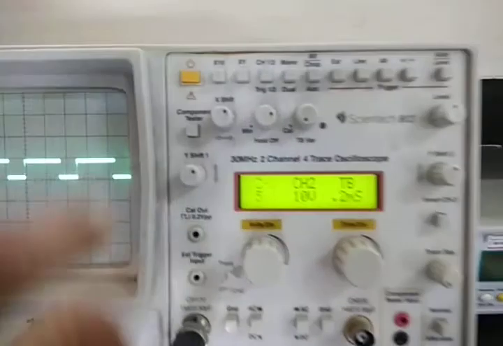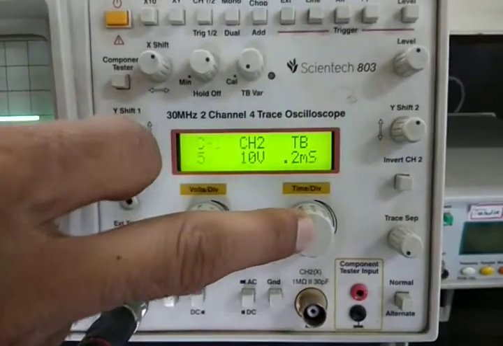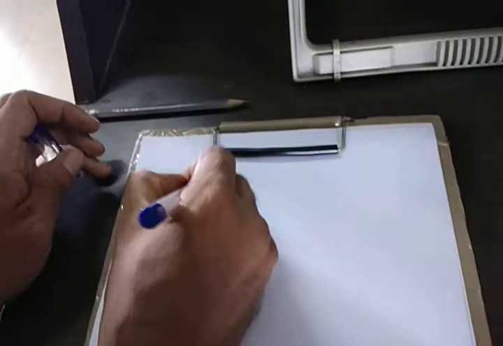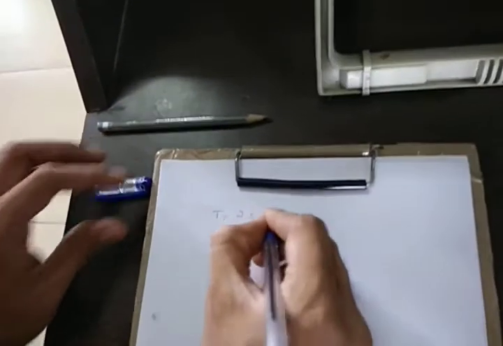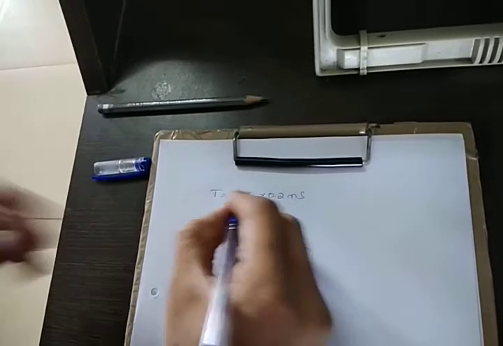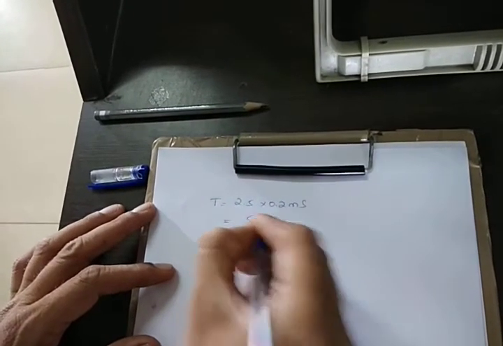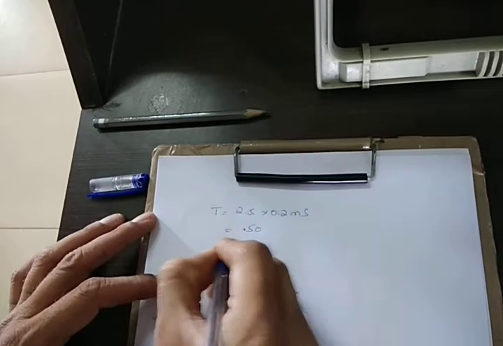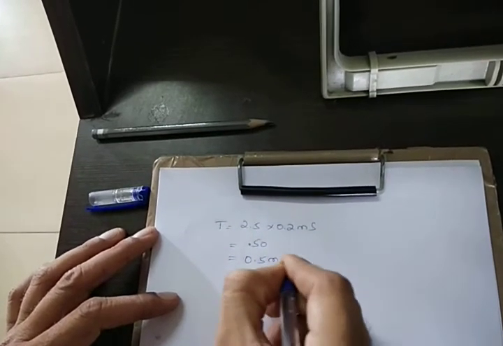So 2.5 into the time per division, which is 0.2 milliseconds. So the time period is 2.5 into 0.2 milliseconds. This will be around 25 into 2 is 50, with 2 decimal places, so it will be around 0.5 milliseconds.